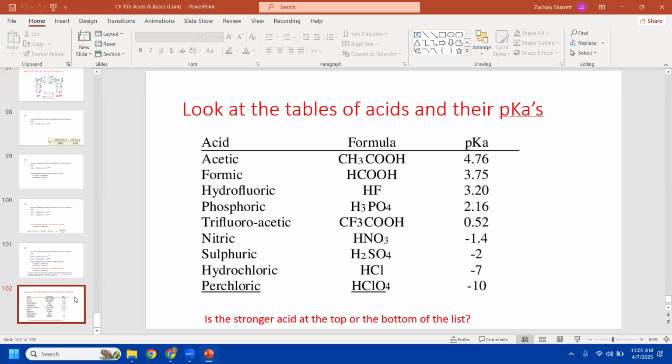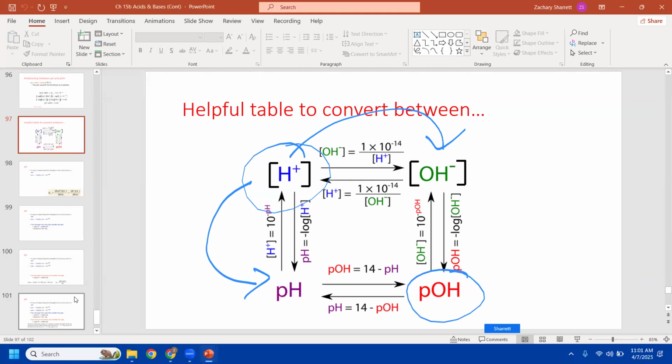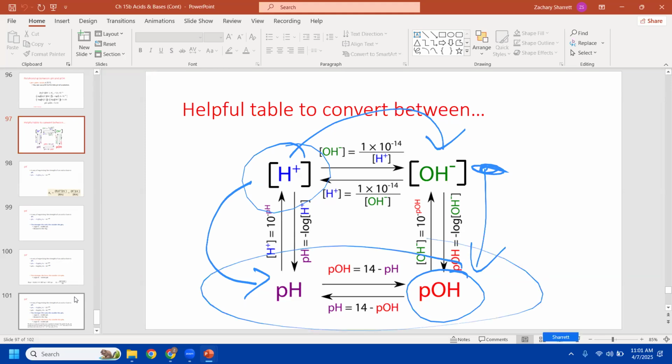Just as a review of what we did last week, we learned how to take an H plus concentration and convert it into hydroxide concentration. We know we can take an H plus concentration and turn it into a pH. We also learned about a concept called pOH, which is just taking the OH minus concentration. If we're given the OH minus, we can find the pOH. And pH and pOH are related by a pretty easy relationship of 14 minus the other one to get that. So if you have this table, you can get between all of these different things.